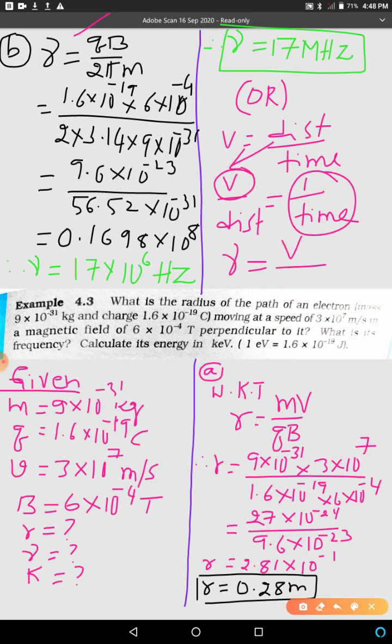which path the particle is moving, in a circular path, the distance of the circle, that is the perimeter, 2 pi r. So frequency will be equal to v by 2 pi r. Using this formula you can find the frequency. What is the formula? mu is equal to v by 2 pi r.